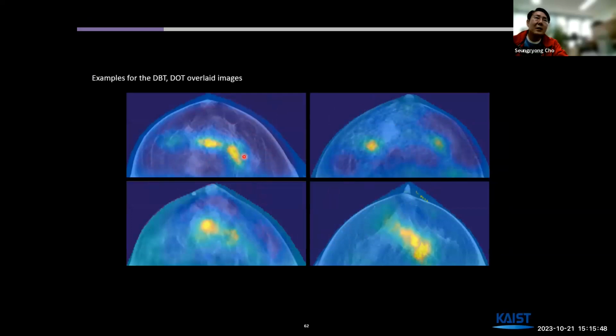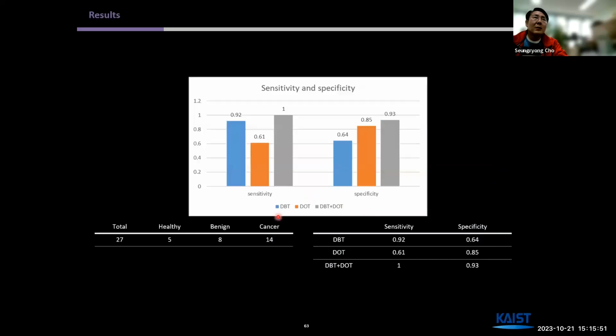We put these DOT images on the DBT. Surprisingly, from our retrospective study, the sensitivity increased to 100%, and specificity increased to 93%. Although it's a controlled retrospective study, we believe it's a very promising imaging technique for breast cancer screening or diagnosis.